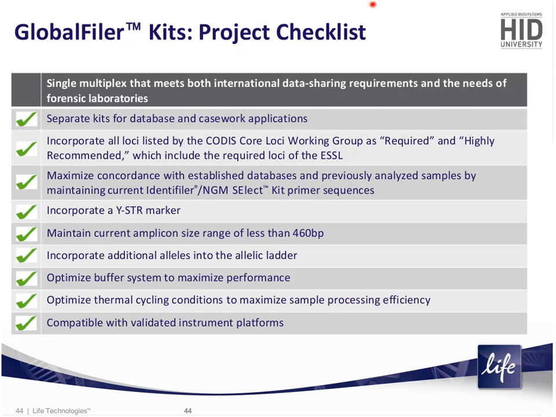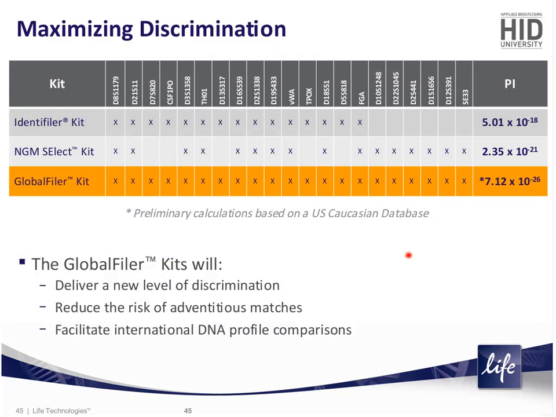So where does that leave us in terms of the overall discrimination power of such a system? If we look back at the levels of discrimination possible with the IdentiFiler and NGM Select kits, so the 2 largest kits we've produced to date, you can see that IdentiFiler generally comes in the region of a probability of identity of 5 times 10 to the minus 18. NGM Select is a little bit more discriminating than that, but when you add all of those loci together, based on preliminary calculations for a US Caucasian database, we get a probability of identity for GlobalFiler of 7 times 10 to the minus 26.